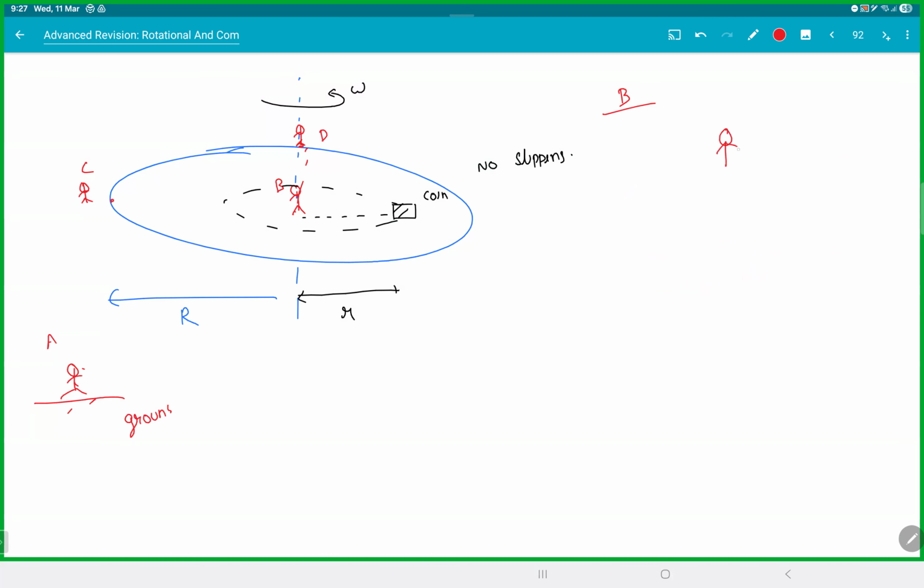Remember, B is not at rest. Even though he's standing at the center, B himself is rotating, right? His head is rotating now. B is at the center. He's not moving front and back, but at the same place he's rotating. His eyes are rotating. So if you ask him, how will he draw the free body diagram?